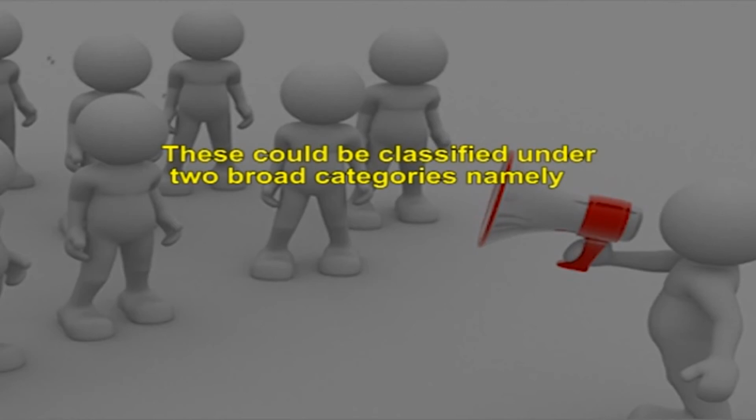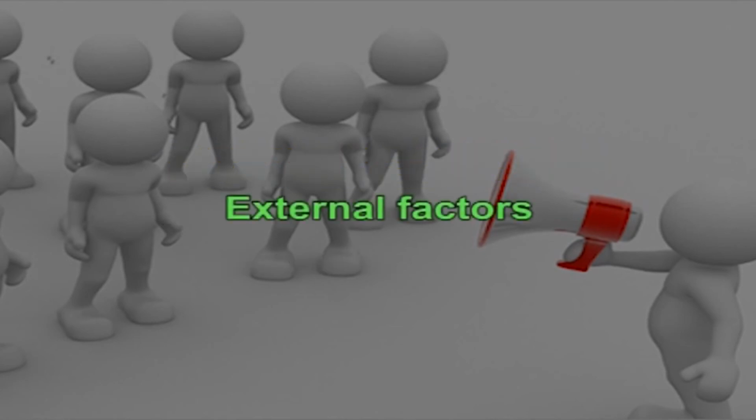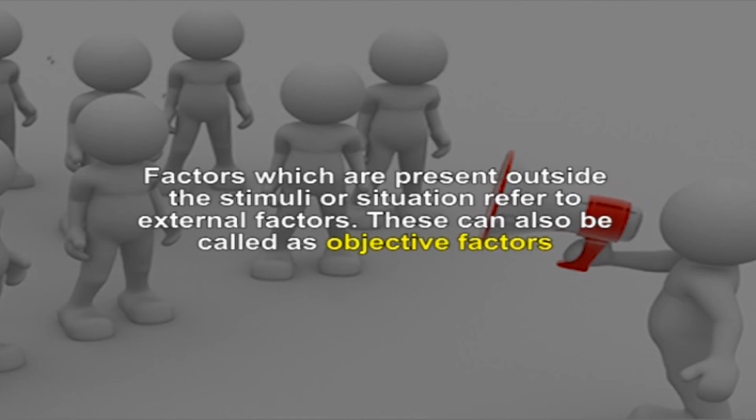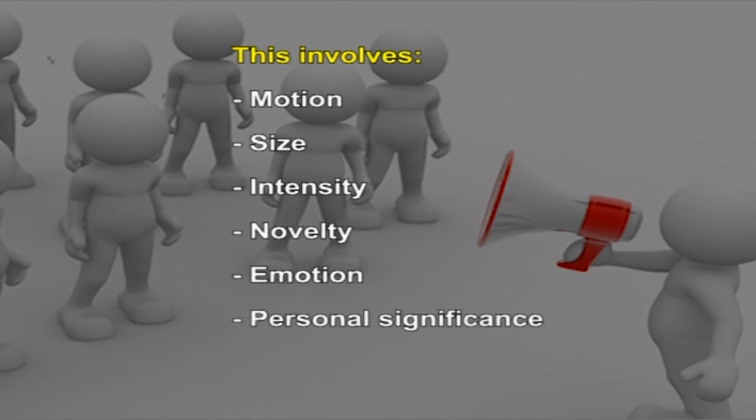There are several factors that can affect attention. Each of these factors can increase or decrease a person's attention to a certain object, person, or concept. These factors can be broadly classified under two different categories, namely external factors and internal factors. External factors means the factors which are present outside the stimuli or situation. These can also be called objective factors. This involves motion, size, intensity, novelty, emotion, personal significance, and social cues.